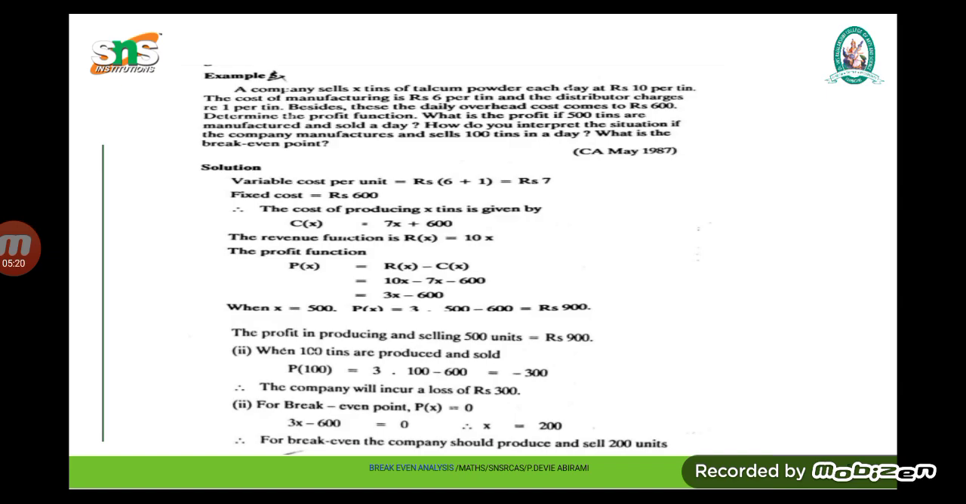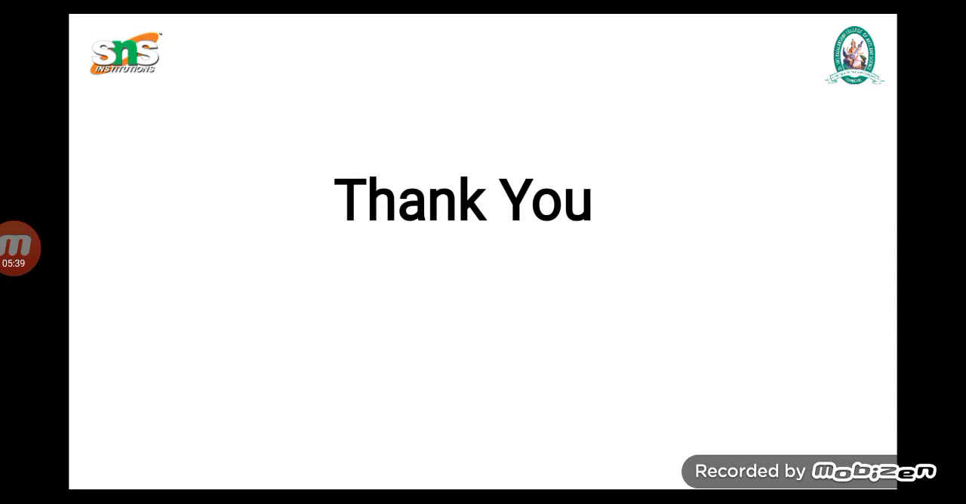So instead of getting profit, for neither profit nor loss, I am going to calculate my break-even point by equating it with 0. I will get the value as 200. If I produce 200 units of talcum powder, I will get neither profit nor loss. So the company should produce about 200 units per day.